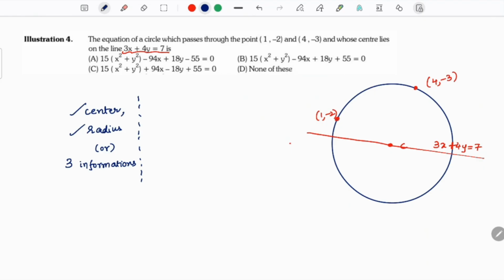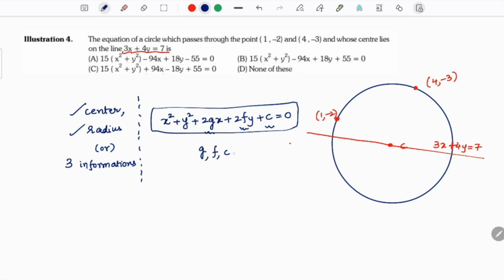Okay. Why are three pieces of information required? Because any circle equation would be in this form. How many unknowns are there? g, f, c. Don't say x and y are unknowns. The circle equation will be in terms of x and y, right? And the coefficients should be constants if I need a circle equation. So if I know the g, f, and c values, that means I know the circle equation. To find g, f, and c, three unknowns, we need three pieces of information. With three pieces of information, make three equations for three unknowns. You solve for the g value, f value, c value. Then you will get the equation of the circle.